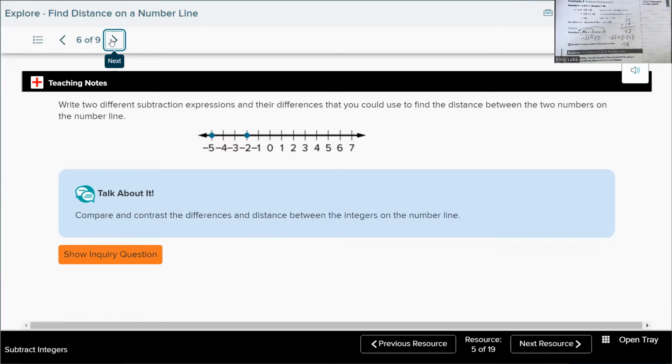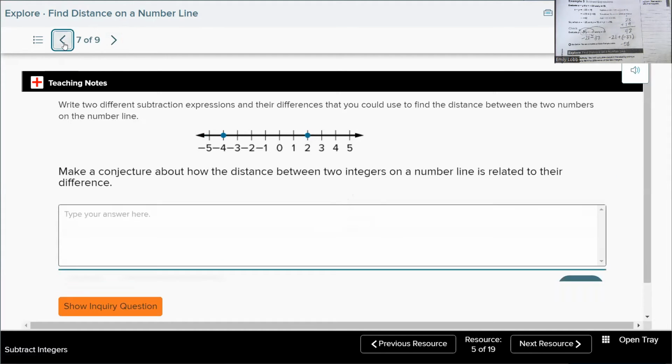So let's look at how we could do this. So now we're thinking of -2 and -5. So we could come up with different subtraction problems to get these, right?